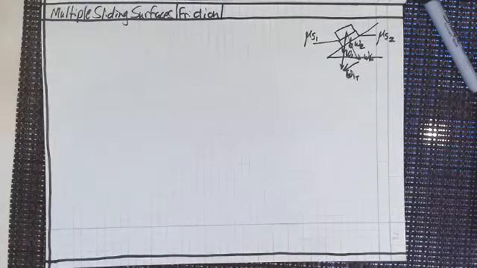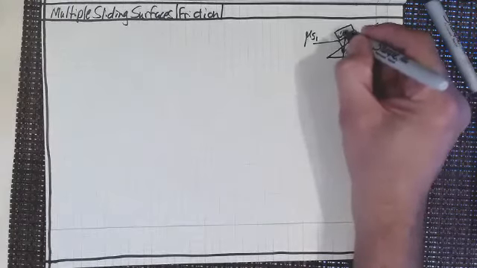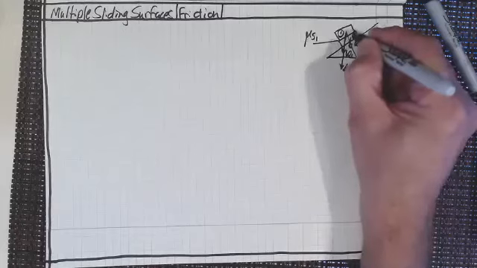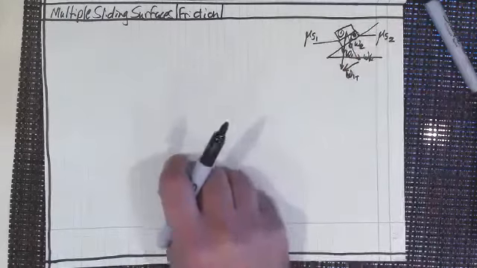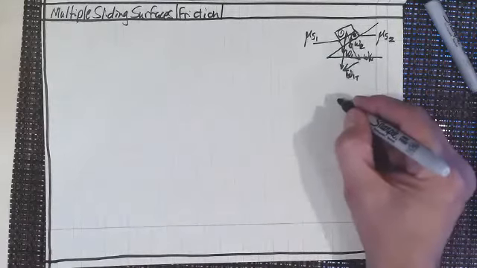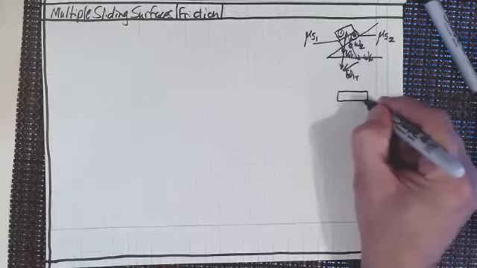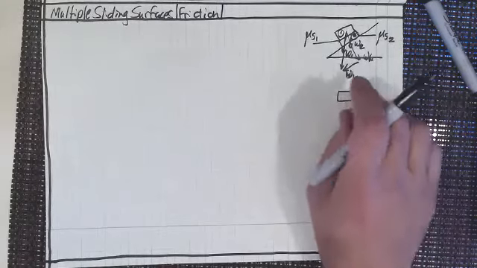So that's what we want to look at. Later on I'm going to throw some numbers in there so that you can see what we're doing. But the first thing I want to analyze is the top block. That's block 1, and this is block 2. So let's analyze block 1 all by itself and draw a free body diagram of just block 1.